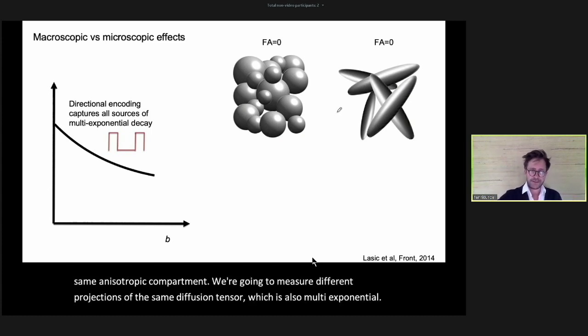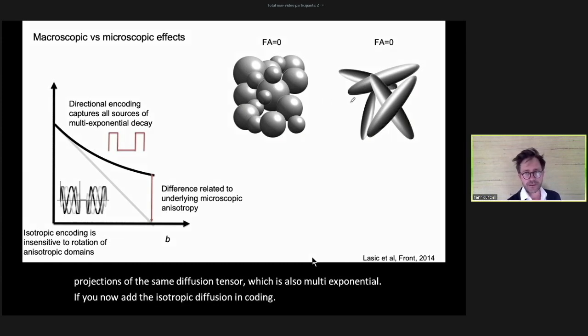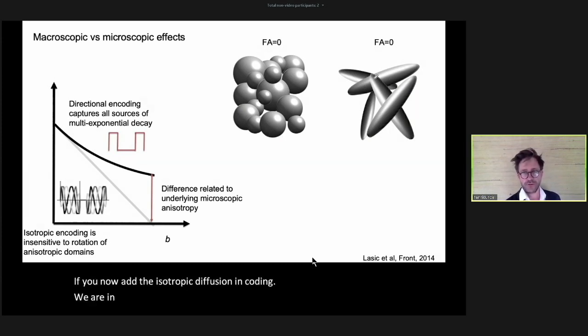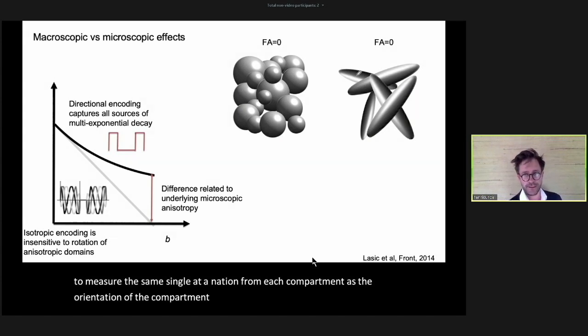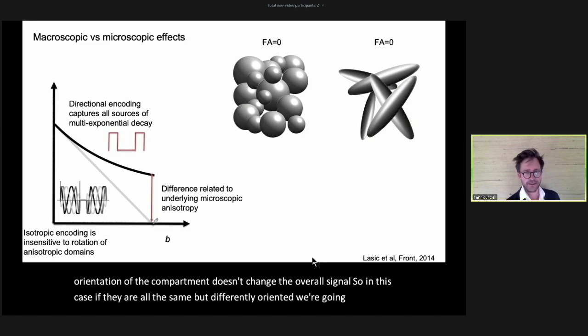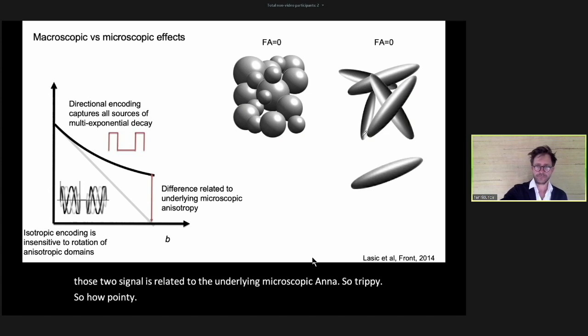If we now add the isotropic diffusion encoding, in the case of microscopically anisotropic compartments, we are going to measure the same signal attenuation from each compartment, as the orientation of the compartment doesn't change the overall signal. So in this case, if they are all the same but differently oriented, we are going to measure a mono-exponential decay. And this difference between those two signals is related to the underlying microscopic anisotropy, so how pointy those diffusion tensors are.